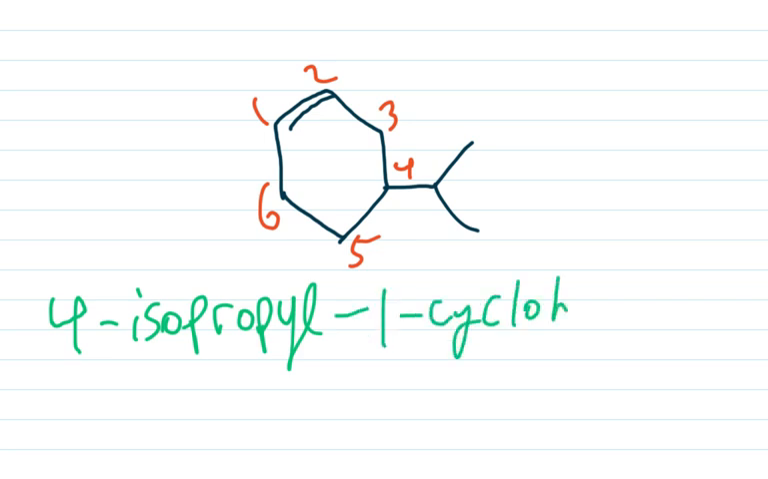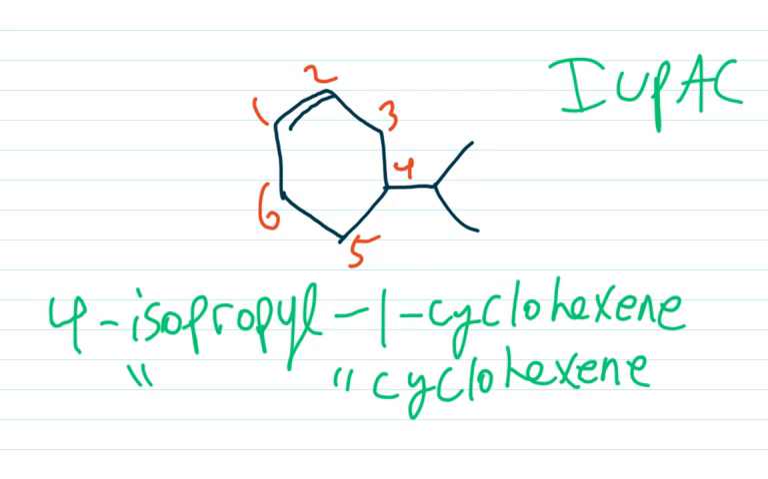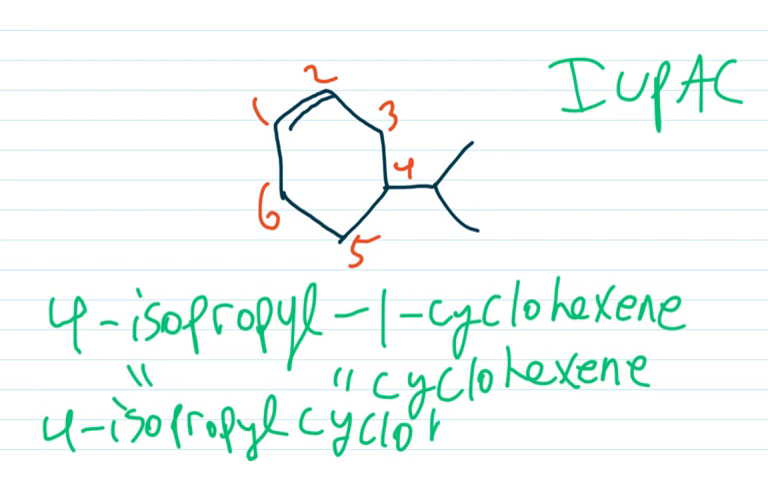Okay, so if we said 1-cyclohexene, remember for IUPAC rules, right? This would be the correct way. Then if you kept this all the same and instead of saying 1-cyclohexene, you just said cyclohexene, that would also be correct. And if you said 4-isopropyl, and instead of saying 1-cyclohexene, you said cyclohex-1-ene, that would also be correct. All right, so all 3 forms are correct.